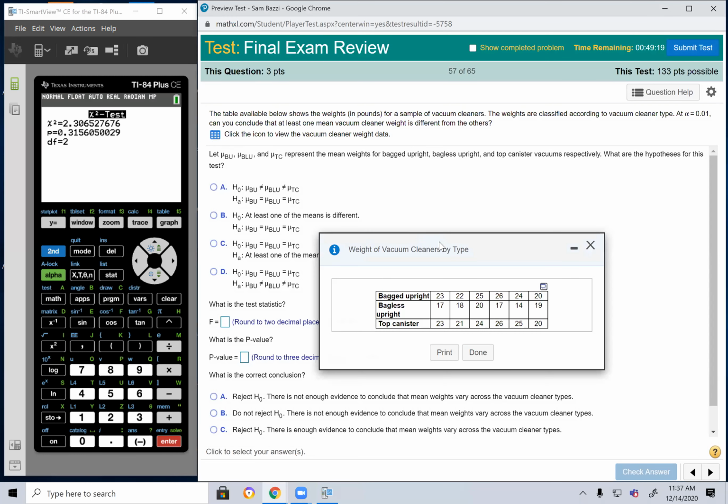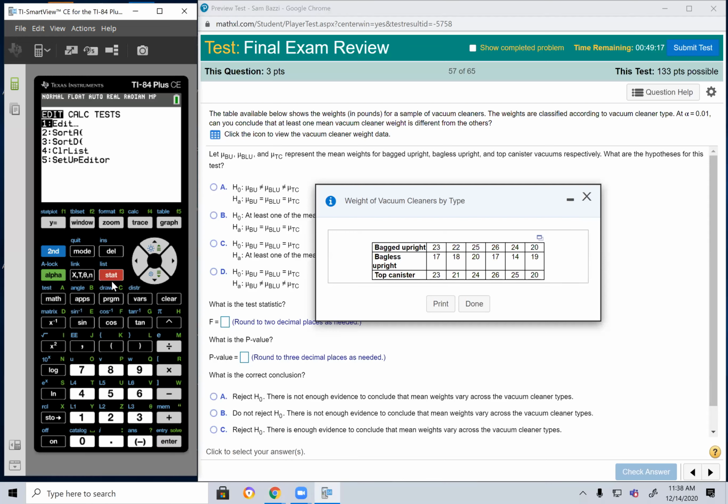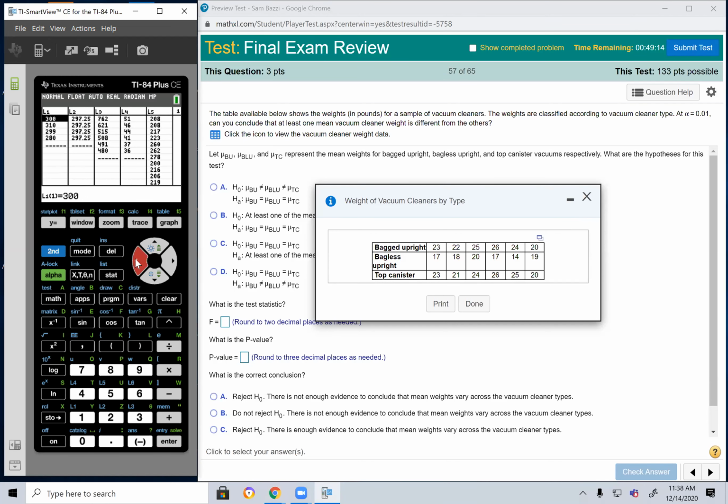So we got the data, guys. We're gonna put them in lists. Mr. Bazzi, do you think you can go through this one on StatCrunch? Because I could not figure out how to do this one. Let me just do it on the calculator, and then I'll show you how to do StatCrunch later, separately. Sounds good. Thank you.